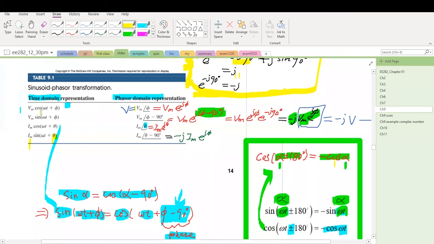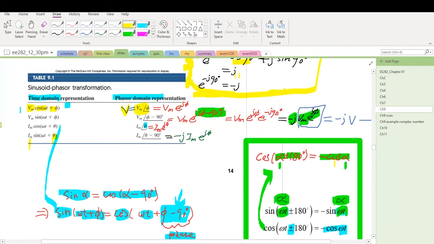Let's review the phasor again. So time domain Vm cosine omega t plus phi. Phasor is Vm and angle phi. We use notation big V. Big V here denotes the phasor. And remember, this is a polar form. We can write it in exponential form: Vm e to the power j phi.